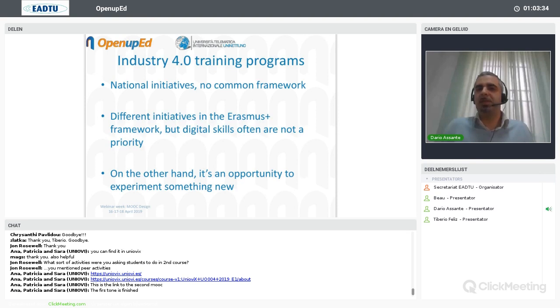UNINETTUNO in the last years has been involved in several projects on Industry 4.0. And I would like to show the main features of these projects. All of them are MOOC-based approaches. So the core of the project is the creation of open educational resources for training of learners. But in each of these projects, there is something new with respect to normal distance education, so it's worth mentioning that.